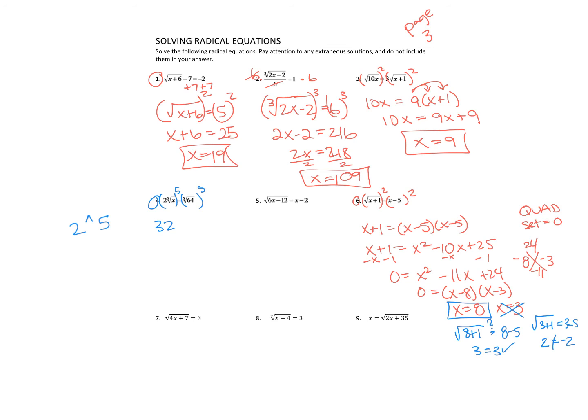The 5th root of x and the exponent of 5 cancel, and I just get an x. And on the other side, the 5th root and the exponent of 5 cancel, and I just get my 64. So this simplifies very easily. I just divide both sides by 32, and I get x equals 2 for my answer.